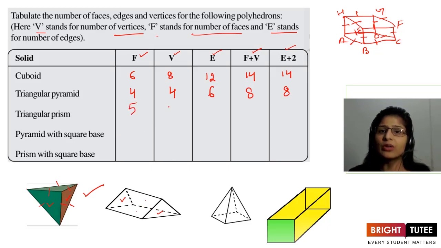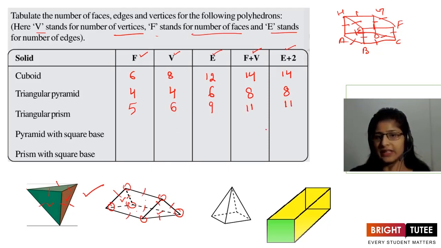Okay, what about the vertices? 1, 2, 3, 4, 5, 6. We have 6 vertices. And let's talk about the edges. 1, 2, 3, 4, 5, 6, 7, 8, 9. 9 edges we have. So let us add 6 and 5, that is 11. 9 plus 2 is 11 here.